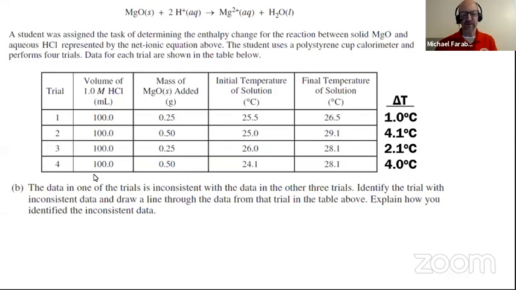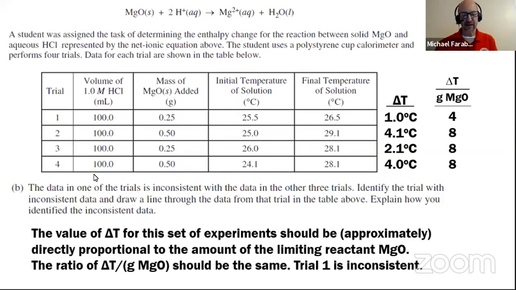Now something else we can do is calculate the ratio of delta T to the amount of magnesium oxide in grams. So the ratio of delta T to grams of magnesium oxide would be 1 divided by 0.25, so that's 4. 4 essentially divided by 0.5 is 8. And we realize as we go down this list that it's trial 1 that is inconsistent, because this ratio of delta T to the grams of magnesium oxide should be the same in all 4 trials. So we have now eliminated trial 1 on the basis of that ratio being different than the other 3.